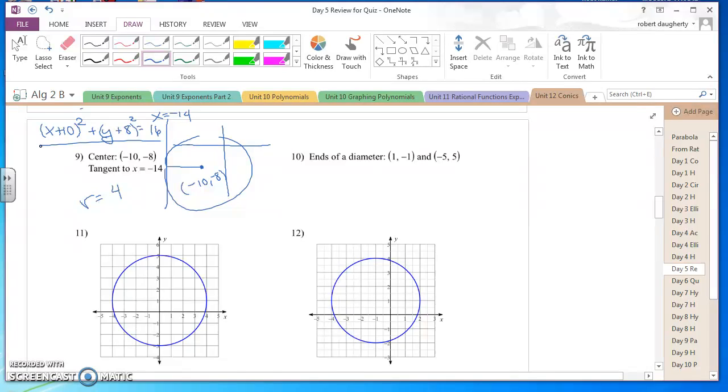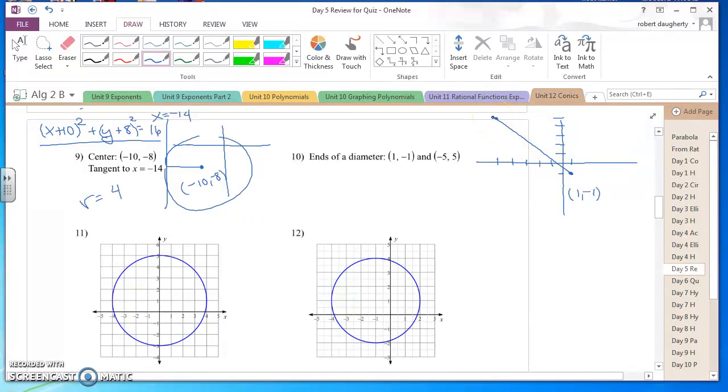The next one is a little bit different. I don't know that we've seen one like this, but it is a little bit of algebra, a little bit of geometry. The diameter of this circle is at 1, -1. And the other end of the diameter is at -5, 5. So 1, 2, 3, 4, 5. So -5, 5, somewhere up here. So this is the diameter of my circle.